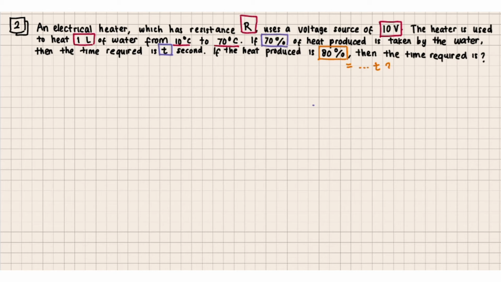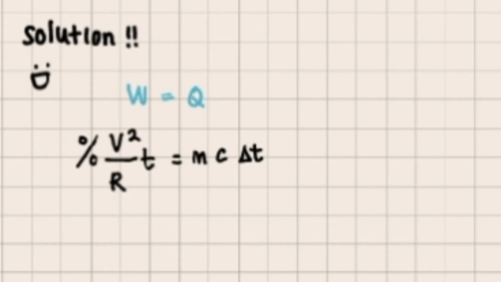Based on the question, here we're gonna use the formula that watt equals to heat. So that the formula becomes percent times V squared per R times T equals to MC delta T. Here the percent as the percent of heat produced that is taken by the water. The V is the voltage, R is the resistance, T is the time, M here as the mass, C here as the specific heat of the water, and the delta T is the temperature change.